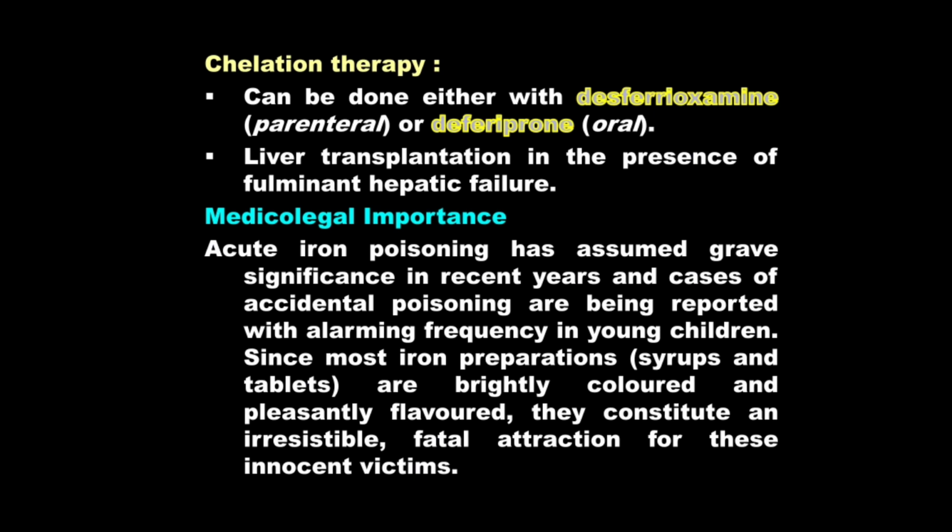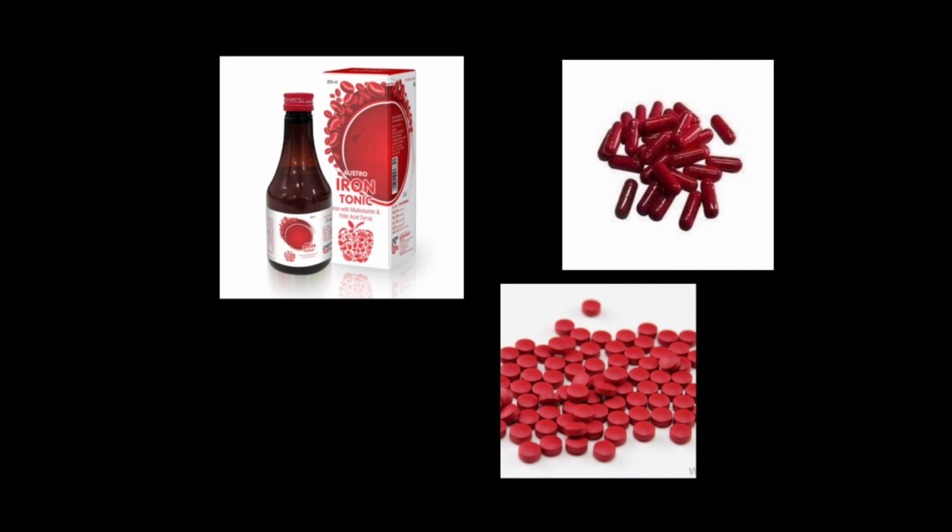With regard to medico-legal importance, acute iron poisoning unfortunately is rising in incidence, and many such cases are actually tragic cases of accidental poisoning in young children, because the iron preparation that is used for treatment of anemia and commonly present in the household medicinal cabinet, many of these preparations in the form of syrups and tablets are brightly colored and pleasantly flavored. They are very attractive to children. I would say irresistible fatal attraction. And many a case of accidental iron poisoning is a pediatric case, and very tragic because of this kind of situation where a child thinks that this is candy or this is some sort of a nice juice and consumes it.